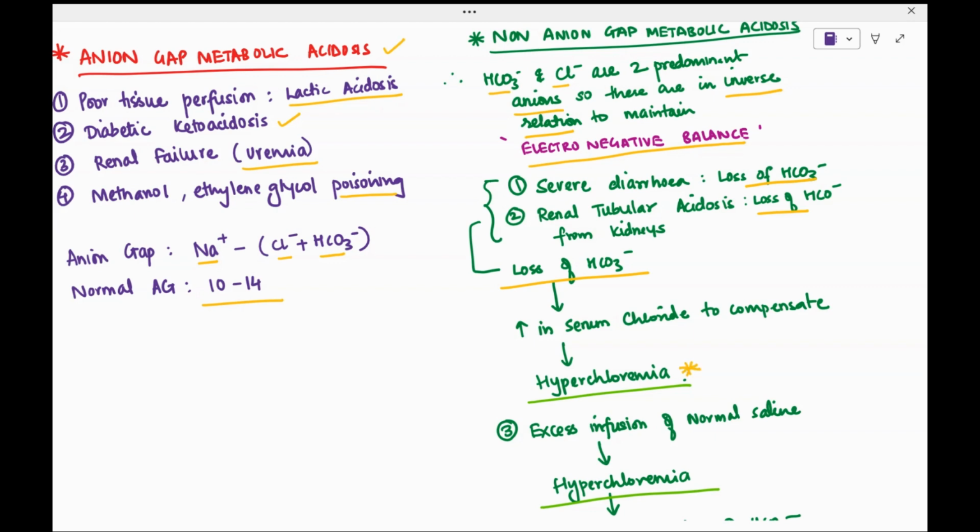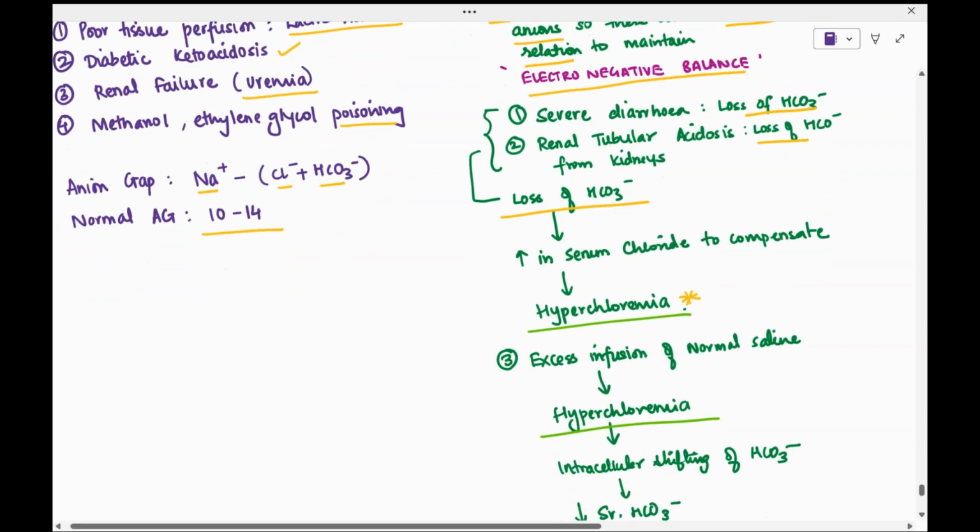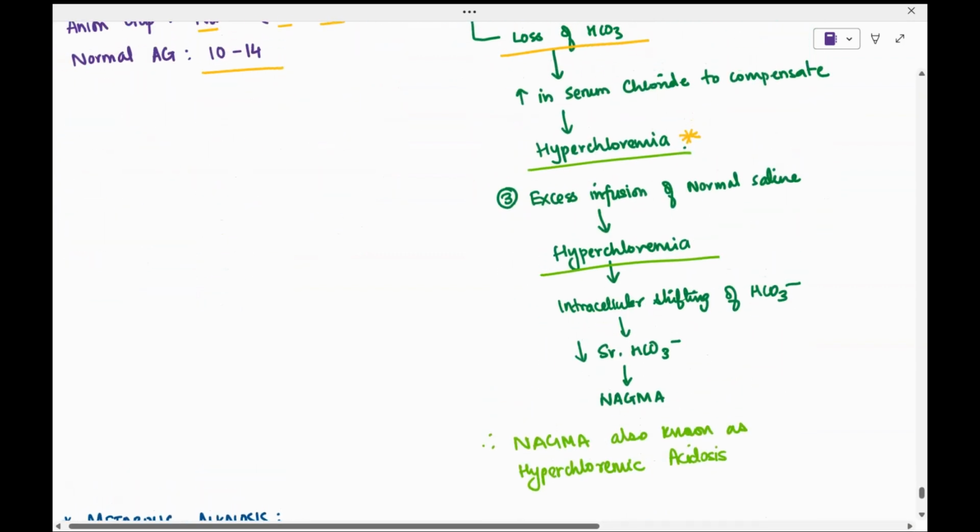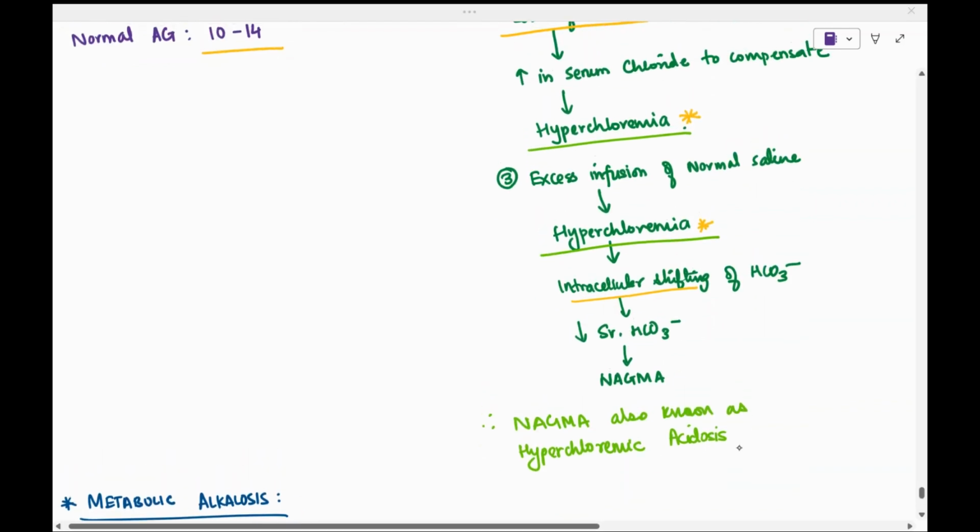Now the third cause is excessive infusion of normal saline. So there is hyperchloremia. Again, to balance this hyperchloremia, there is intracellular shifting of bicarb. So there is a decrease in the serum bicarb, which leads to non-anion gap metabolic acidosis. Thus in all these scenarios, we see that there is hyperchloremia. That is why non-anion gap metabolic acidosis is also known as hyperchloremic acidosis.